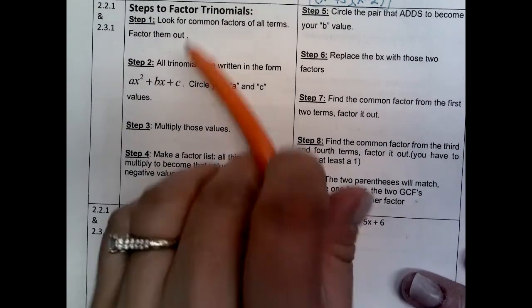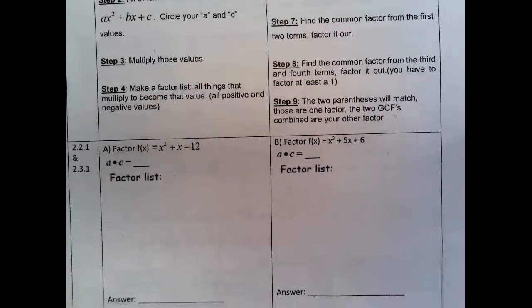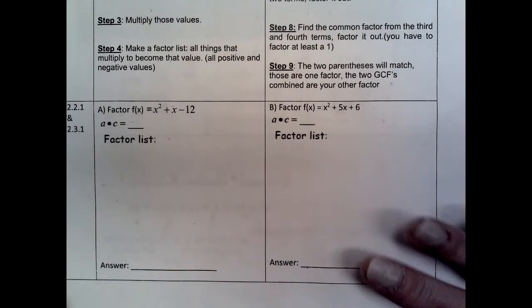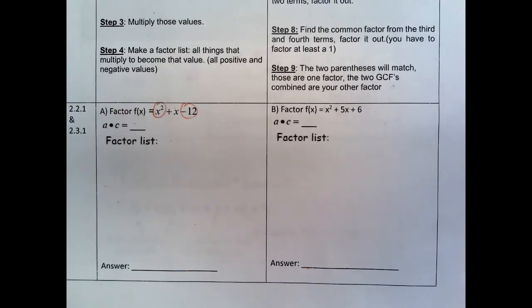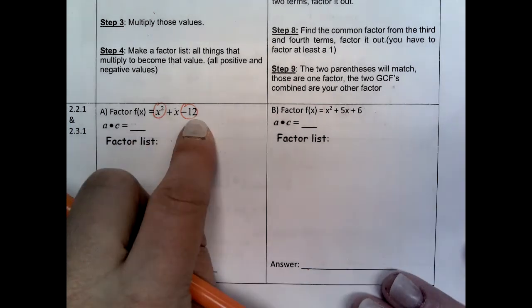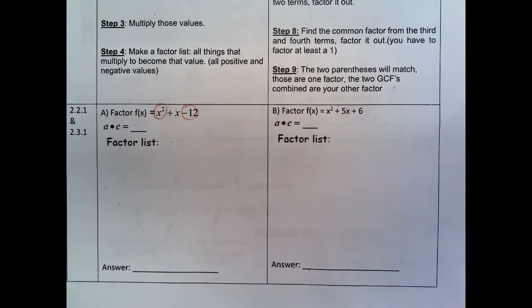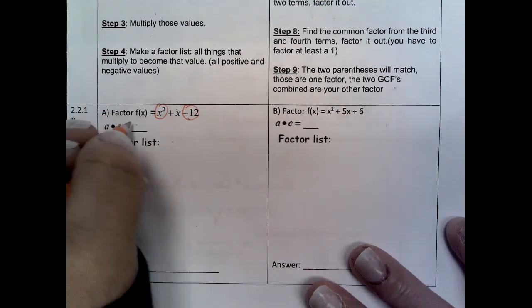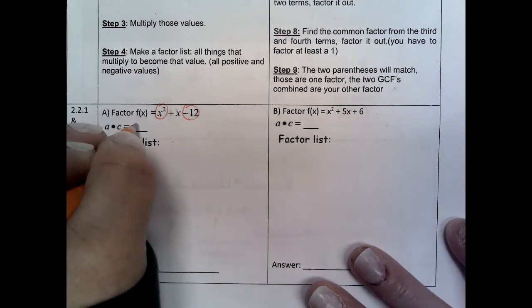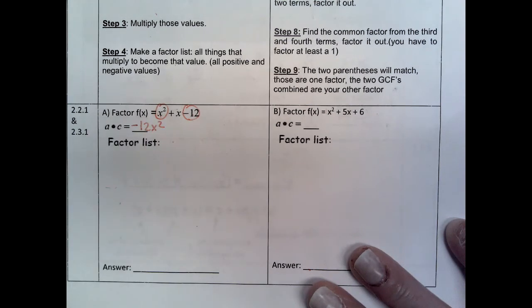So the steps are written out for you, but let's go on ahead and walk through this so that you can see it. The first step is always going to be to multiply your A and your C terms. And I guess really your first step is always to pull out a greatest common factor if there's one. So like if all of these could be divided by 2, I would pull out a 2 first. But in this case it can't, so let's go on ahead and circle our A and our C terms. Now we're going to multiply those together. So x squared times negative 12 is negative 12x squared.